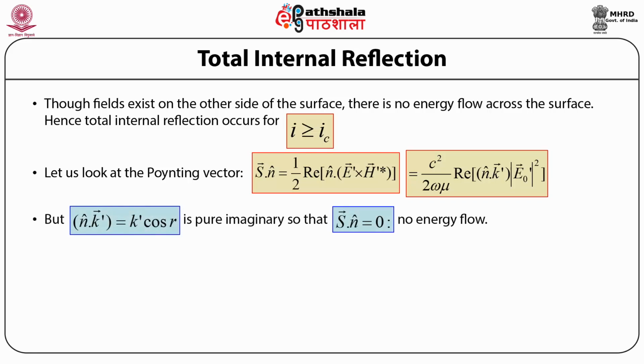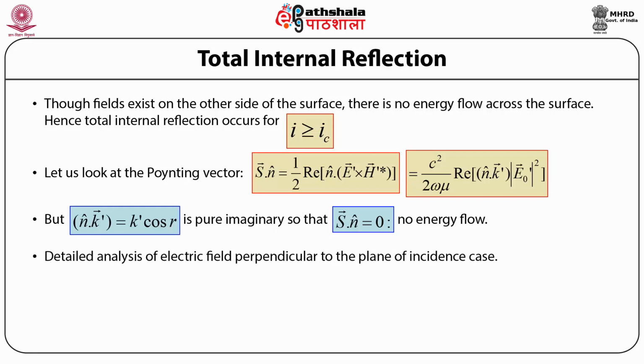But we know that the dot product of the unit normal n cap with the wave vector of the refracted wave k prime is equal to k prime times cos of the angle of refraction, which is purely imaginary. So the real part of this would give us 0, and therefore the dot product of the Poynting's vector with the unit normal n cap also gives us 0, which in other words again proves that there is no flow of energy. Now let us do a detailed analysis of the electric field perpendicular to the plane of incidence case.